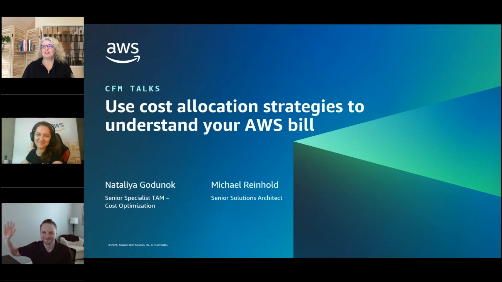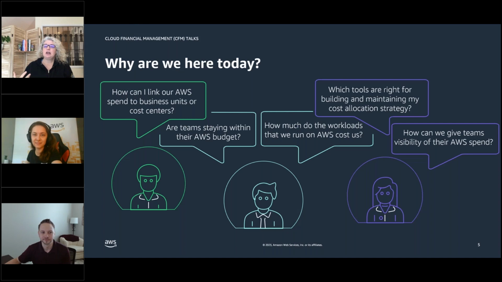And we're talking about how to use your cost allocation strategies to understand your AWS bill. And each one of these presentations is designed to be around specific questions. So as we've worked over the last month, the questions that we were talking about today are around how can I link my spend to business units or cost centers? Are my teams staying in their budget? How do I know how much each workload is going to cost us? And how do we give teams visibility of their AWS spend, as well as what tools are right for building and maintaining that cost allocation strategy? So these are the questions that we've designed today's talk around.